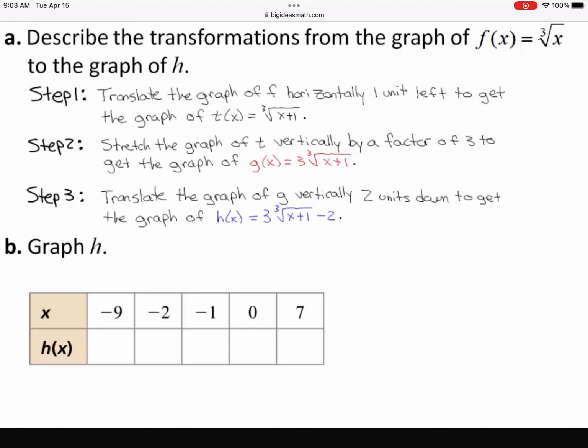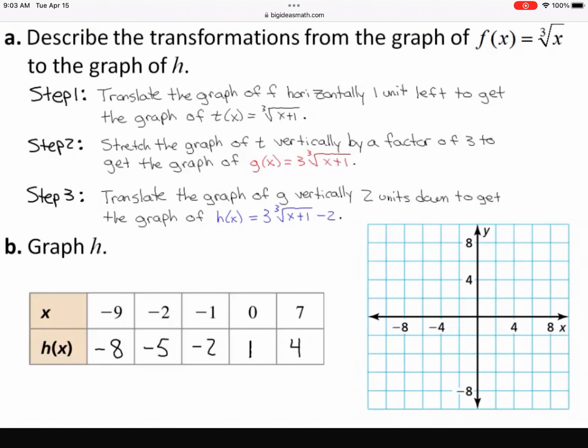Substituting -9 for x in the function h gives h of x equals -8. Similarly, when x equals -2, h of x equals -5. When x equals -1, h of x equals -2. When x equals 0, h of x equals 1. And when x equals 7, h of x equals 4.